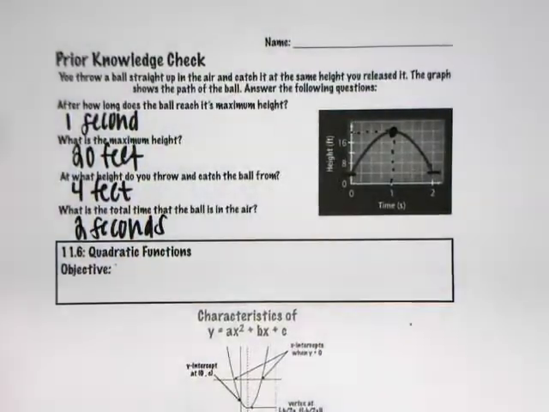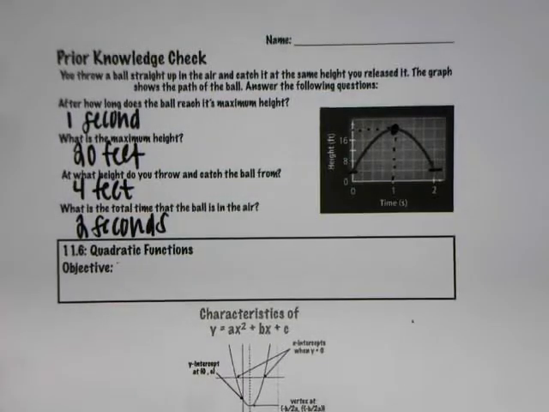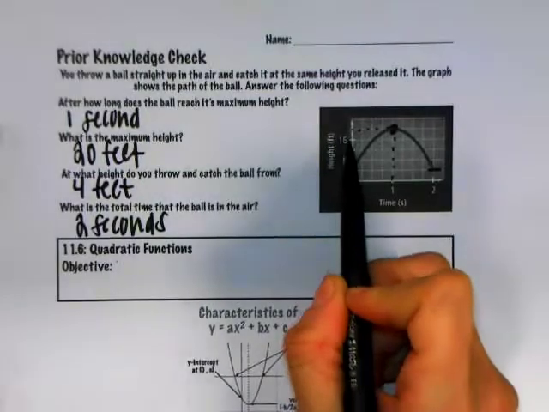Any questions on that? Wait, how did you get 20 feet? Can you tell me that? Because this is going by 4s, so then right here would be 20.